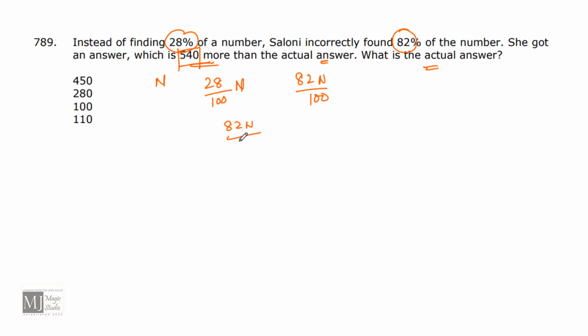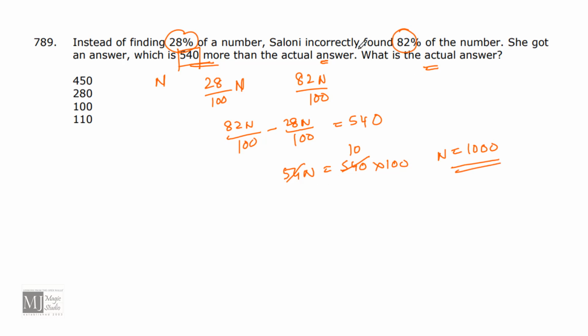That means 82 n by 100 minus 28 n by 100 is 540. 82 minus 28 is 54. That is 540 into 100. That means the number which we are looking out for is 1000. Now what is the actual answer? Actual answer is 28% of the number. So actual answer is 28% of 1000, that is 280. Option B.